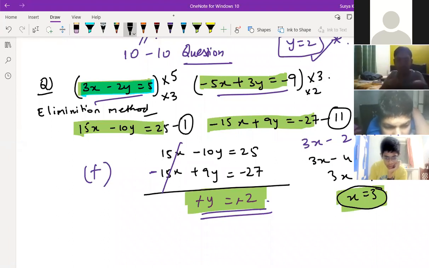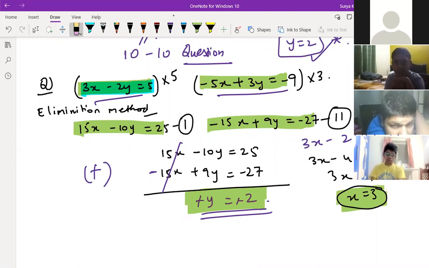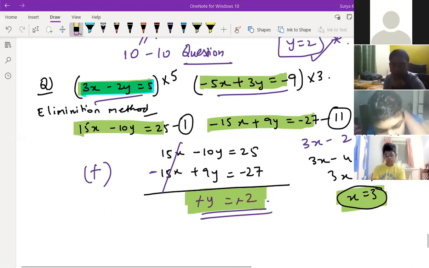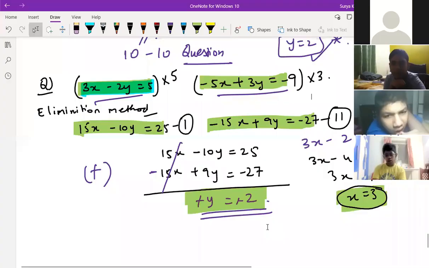If they do not specify the method, you can do by anything. If they ask only to find the solution, you can do any method. Sir, so basically we can do any method, but the basic concept is we have to find x and y value, right? Yeah, x and y. We can also divide, right? You can divide also if you want, not a problem.